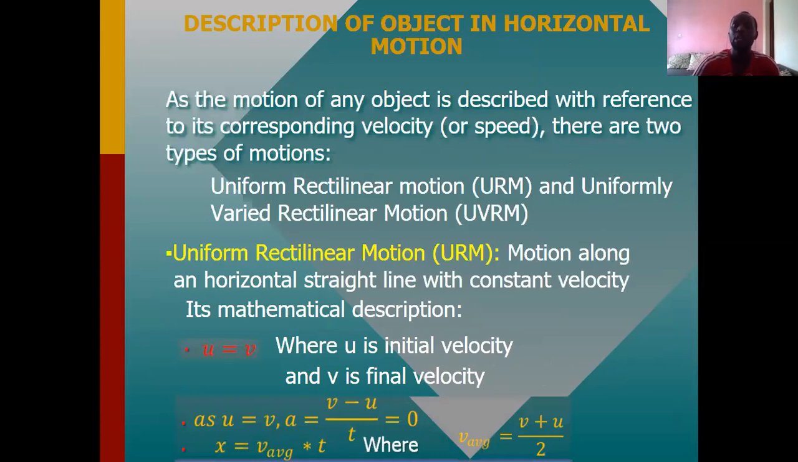As the motion of an object is described with reference to its corresponding velocity or speed, there are 2 types of motions: uniform rectilinear motion and uniformly varied rectilinear motion. For uniform rectilinear motion, the velocity is uniform or constant, and the motion is along a straight line. By using the previous terms, we can describe this kind of motion.